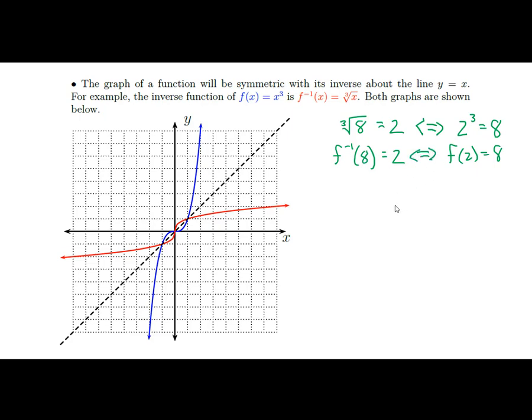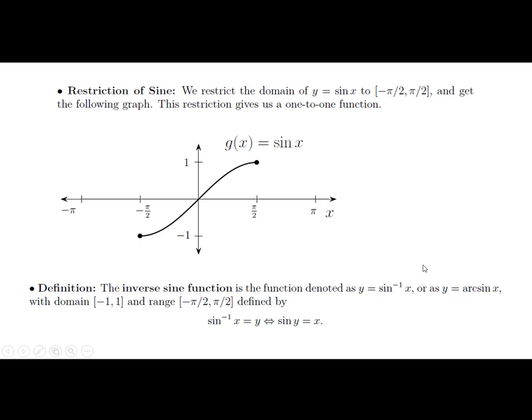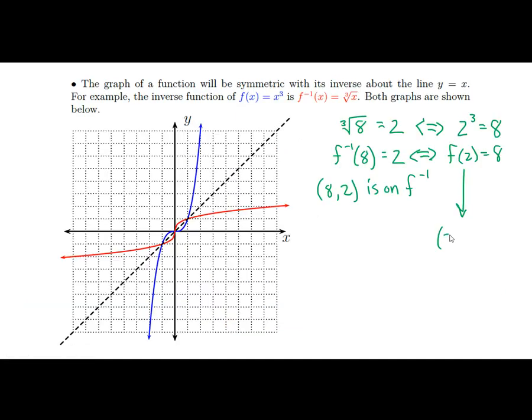Right, so you see this undoing property. But if we think of these things from a graphical standpoint, understand that what we're saying is, in this case, the point (8, 2) is on f inverse, right? But then this is saying that the point (2, 8) is on f. And that's clear from the picture here. So if I look at (8, 2), here's (8, 2), and here's (2, 8). Okay, so we can see that here, but it's more general than that, right?